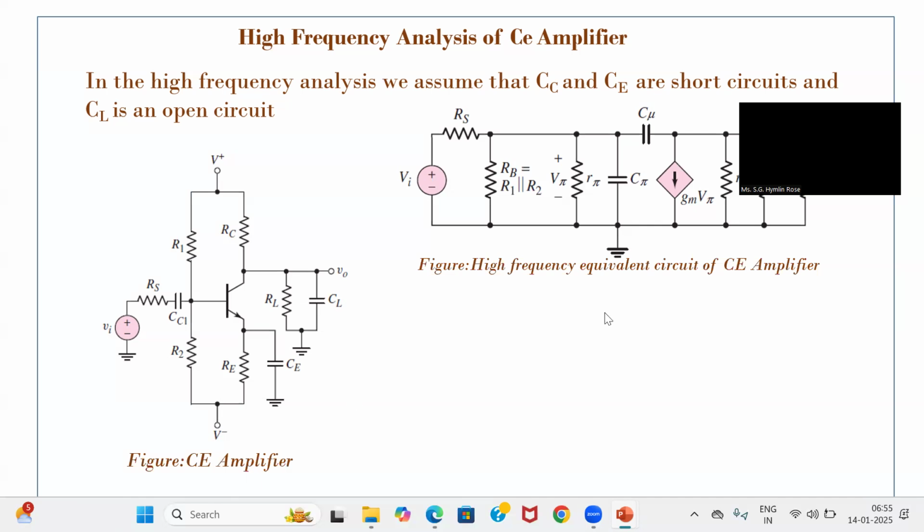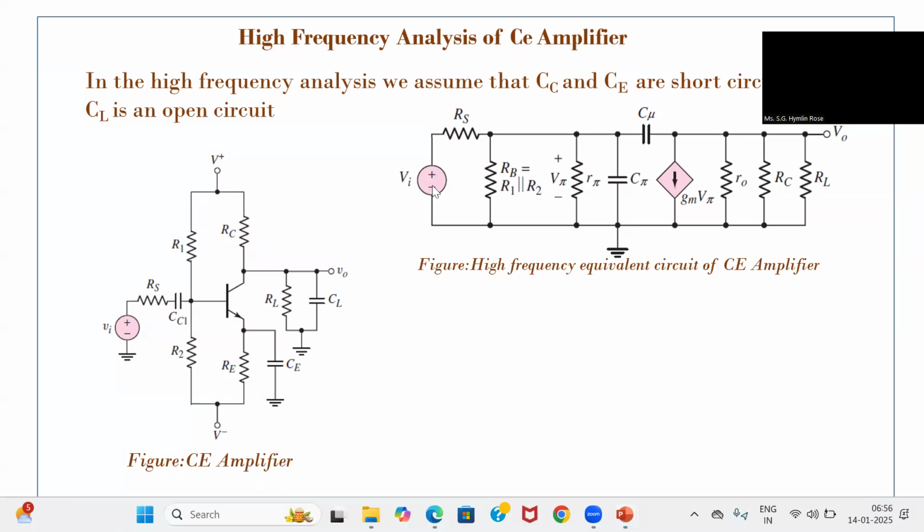In the high frequency equivalent circuit of a CE amplifier, you can see the equivalent circuit. The input VI, then RS, then RB, which is R1 parallel R2, and based on the Miller capacitance effect, you have R pi, C pi, C mu, and gm V pi. Then the output resistance R naught, the collector resistance RC, and RL. This part, R pi, C pi and gm V pi, is nothing but the effect of your Miller capacitance.